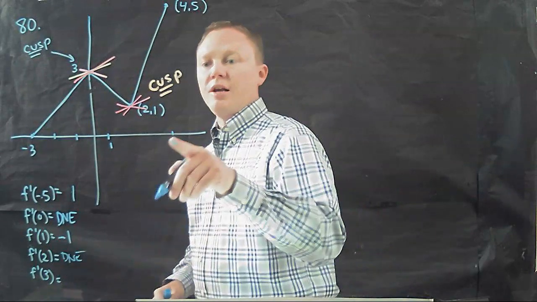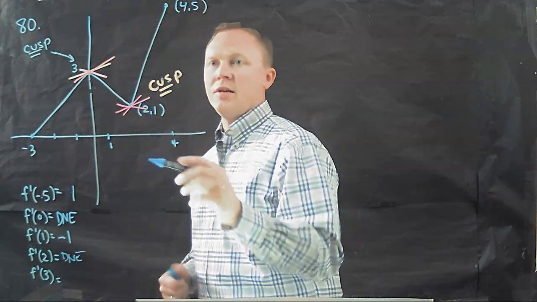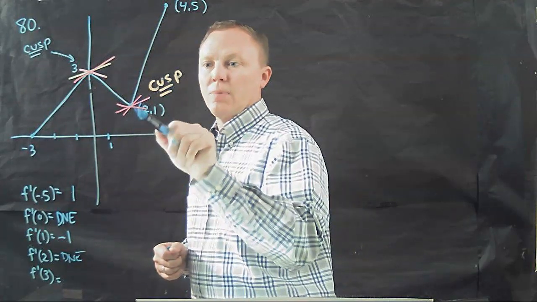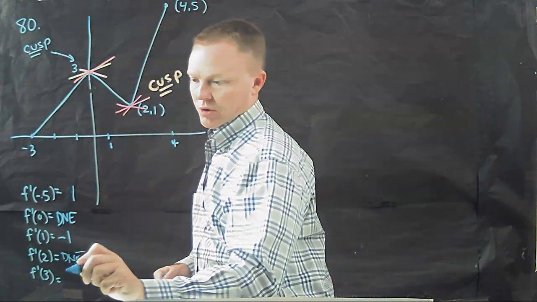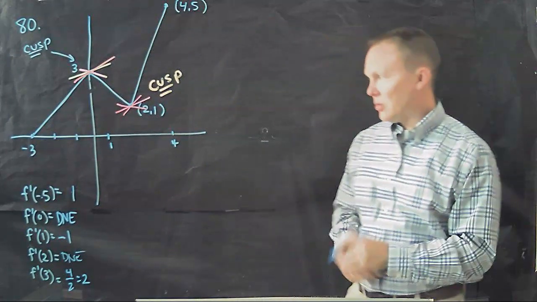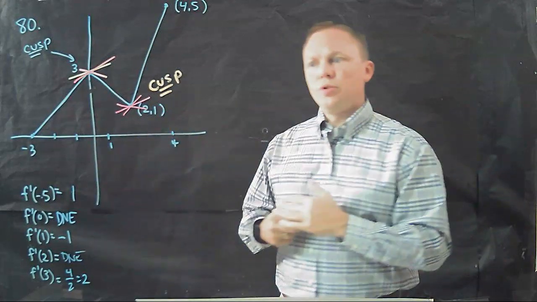F prime of 3, now that's 3 is right in here. Now we're back to a normal line. So we'd have to calculate the slope of that line. It looks like this line goes up 4 and over 2, so the slope is 4 over 2, which I guess you folks like to call 2. Okay? So those are the solutions to that problem.